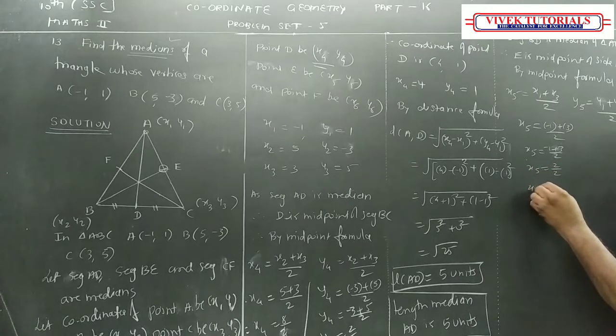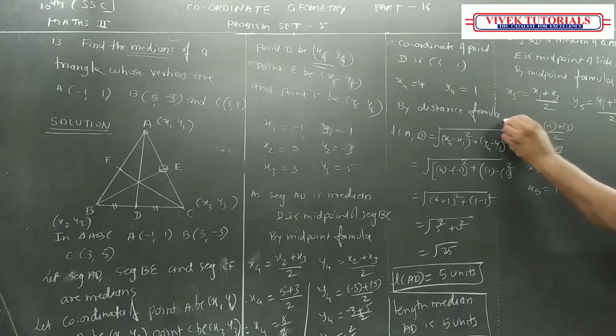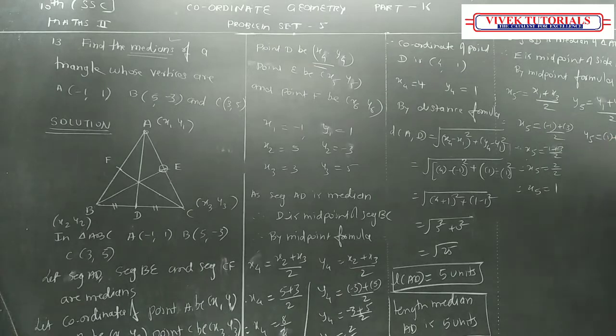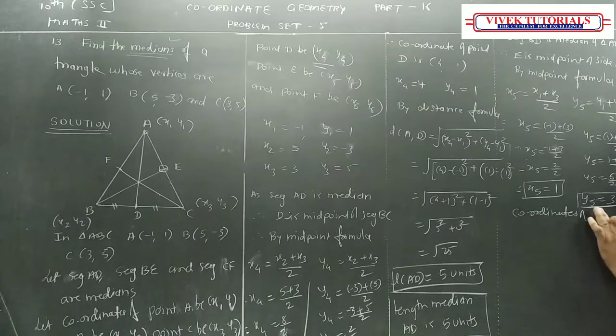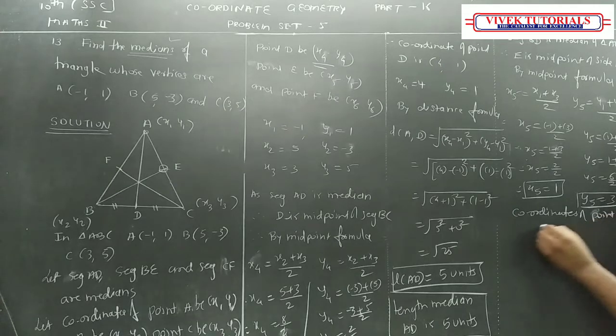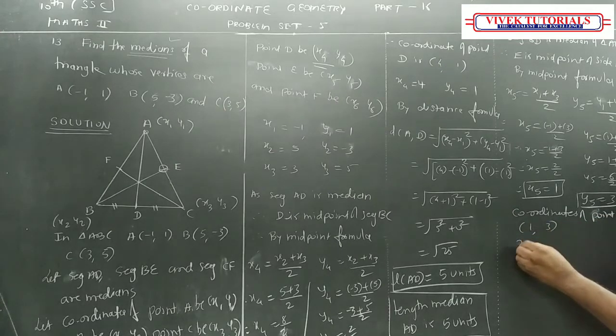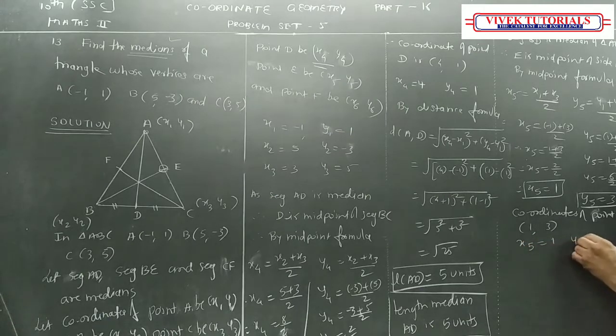x5 is 2 upon 2, x5 is 1, and over here y5 is equal to y1 which is 1 plus y3 which is 5 upon 2, y5 is equal to (1 plus 5) upon 2, y5 is 6 upon 2, y5 is 3. So what I can write, coordinates of point E are (1, 3), means x5 is 1 and y5 is 3. Now we have to find out by distance formula.